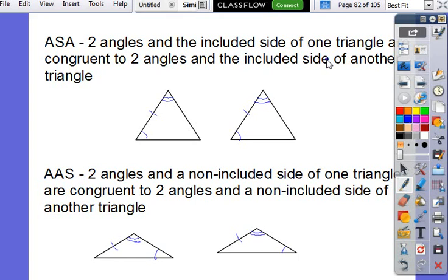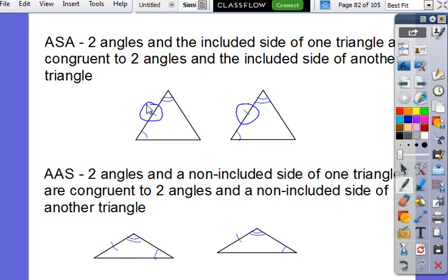So if I'm looking at angle, angle, side down here on this second one, is that angle, angle, side? Well, yes. So it could be two different ways on angle, angle, side. All right. Make sure you understand the difference between these two. People get confused. Angle, side, angle, the side has to be in between the two angles.